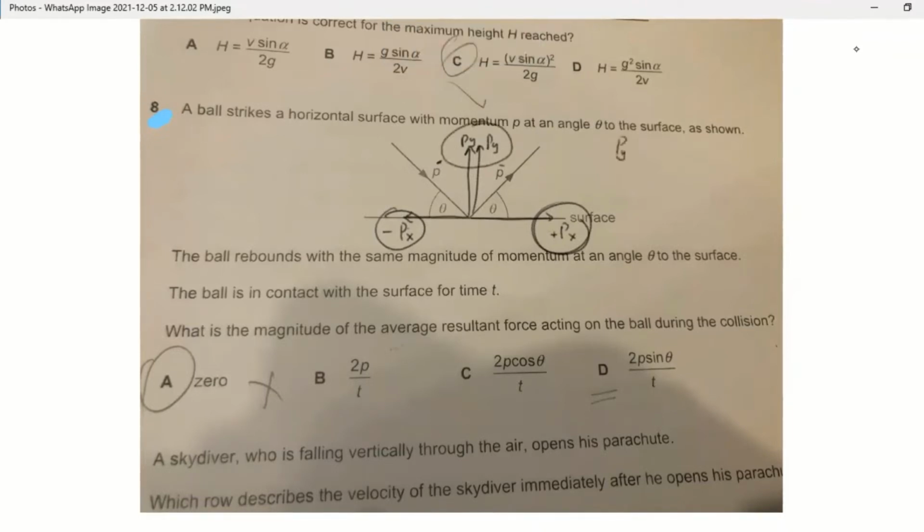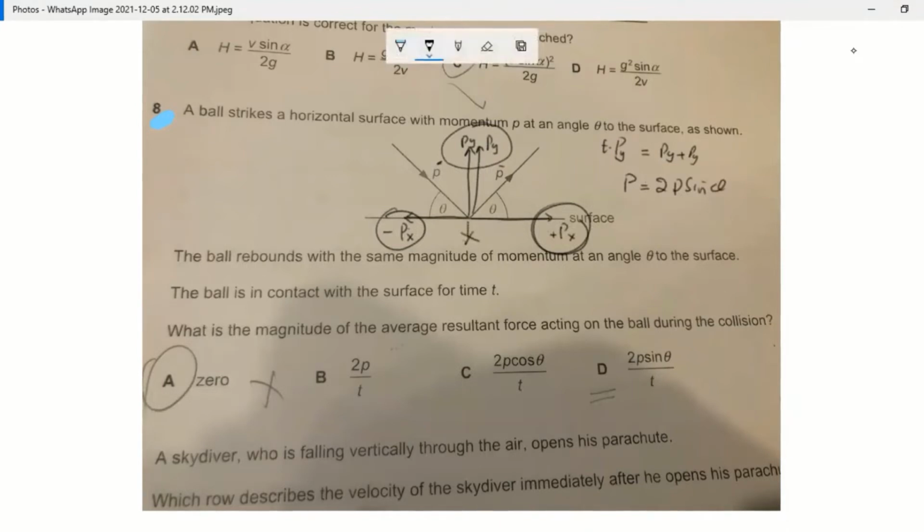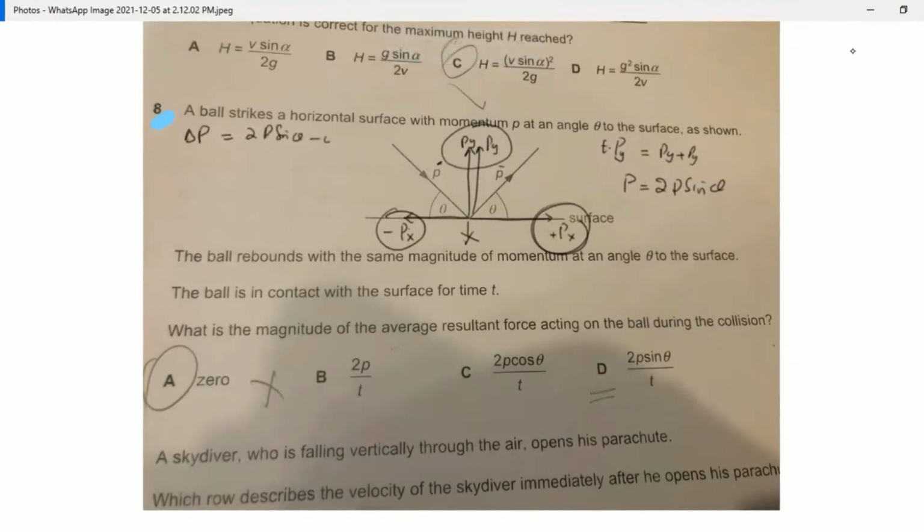Now, vertically, two components. So the total vertical component will be Py plus Py, 2Py, but Py is P sine theta, so 2P sine theta. Now, at the bottom, there is no momentum. So the change of the momentum in the vertical direction will be 2P sine theta minus 0. Mean change of the momentum is 2P sine theta.